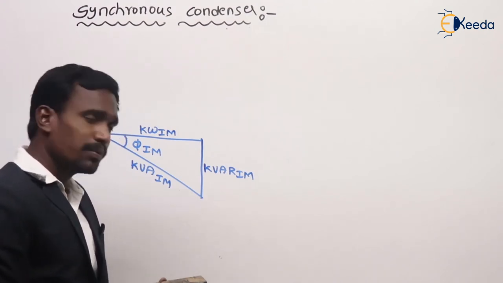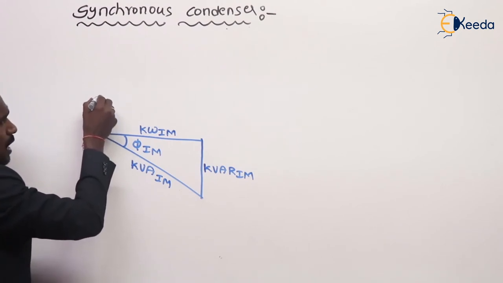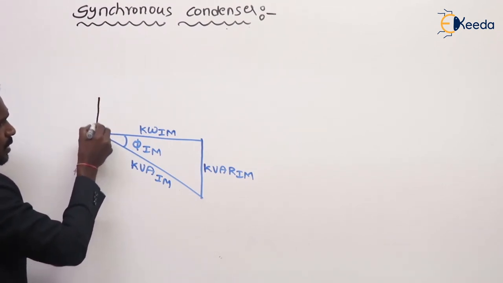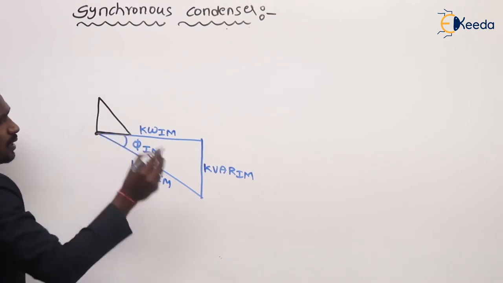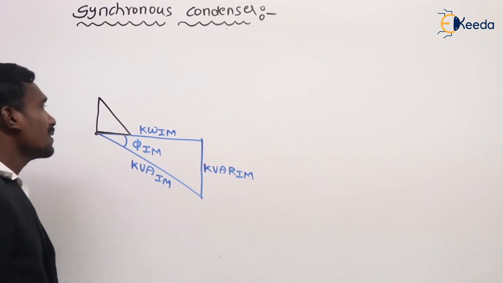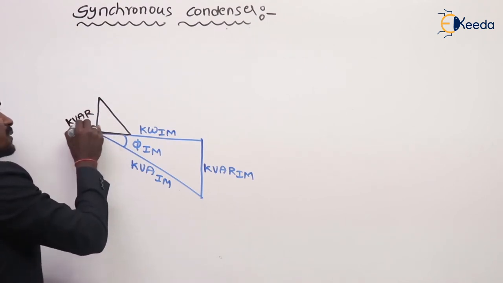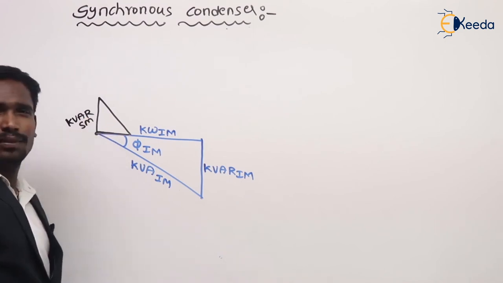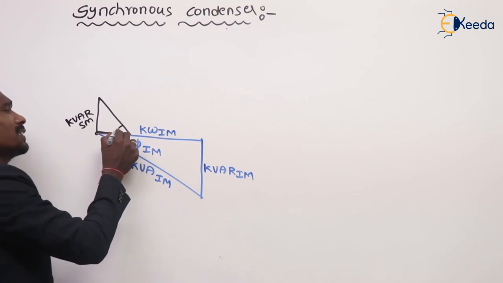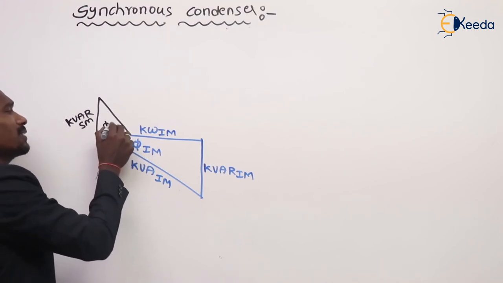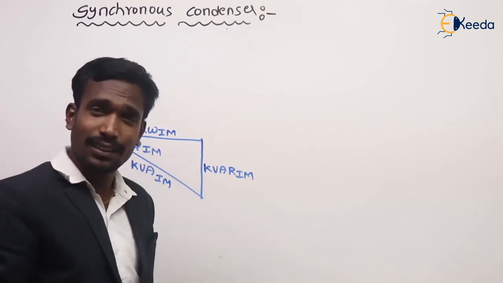I want to increase my power factor. So for that, I'm going to add a synchronous motor. This is my synchronous motor. See, this is the KVAR of the synchronous motor. They will give you only this one, or they may give you the power factor angle also. This is the power factor angle of the synchronous motor. Then the remaining things you have to find.